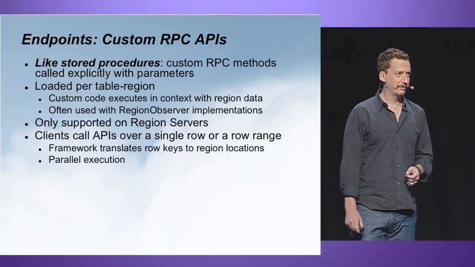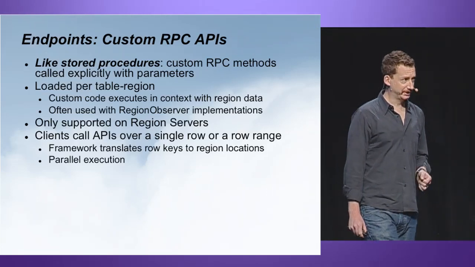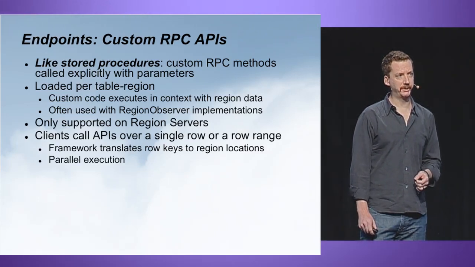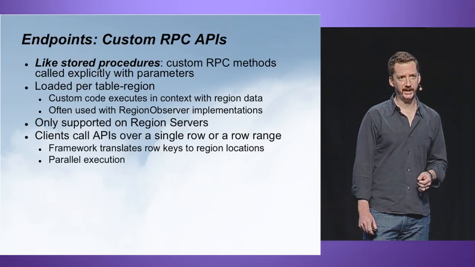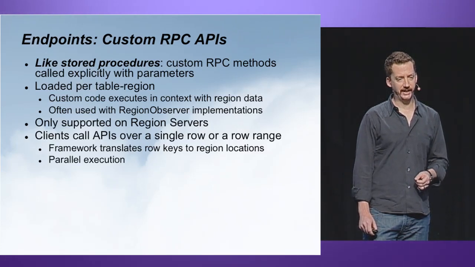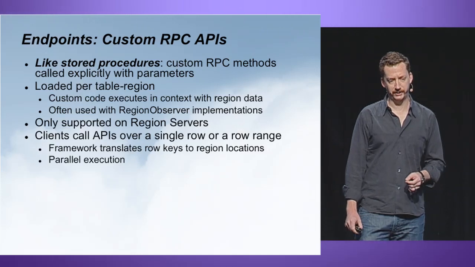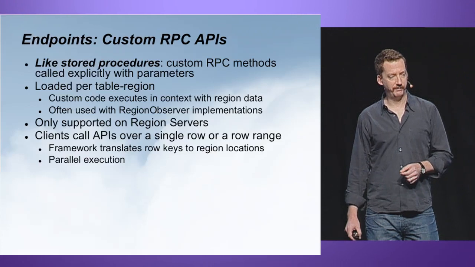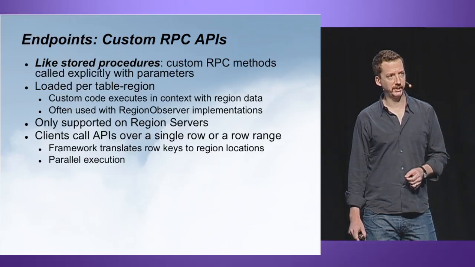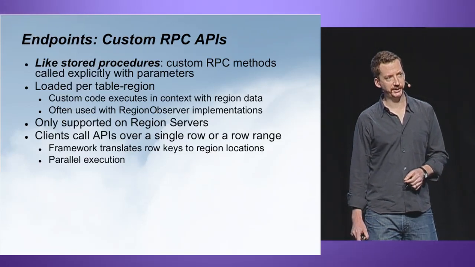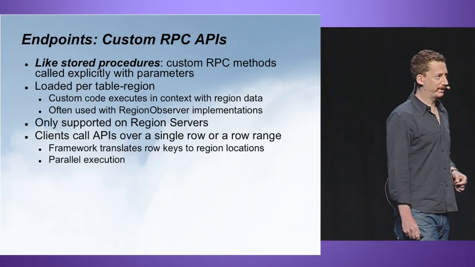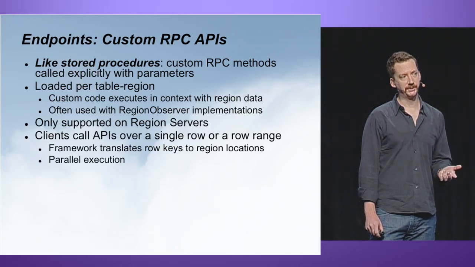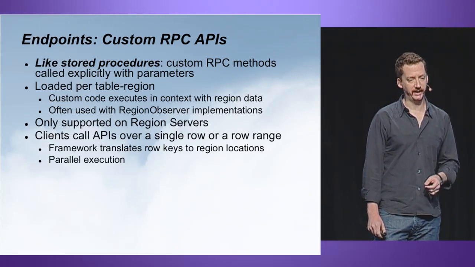The second aspect of the coprocessor framework is endpoints. And these provide you with the ability to export your own custom RPC protocols to clients and give you a standard interface for making calls over those. You can think of these as analogous to stored procedures. Like region observers, these are loaded against the table regions in HBase. What this means is that your own custom code can execute in process directly against the region data.